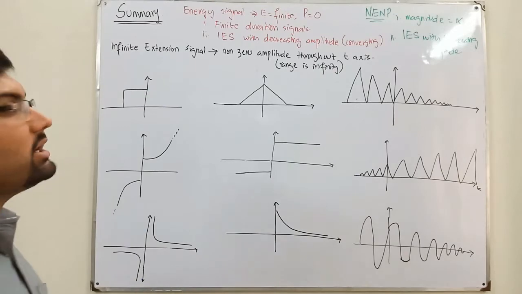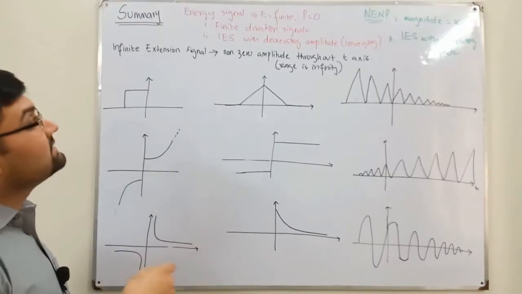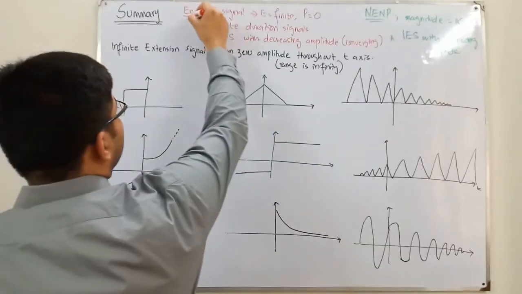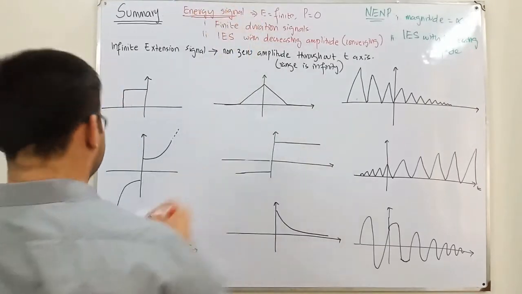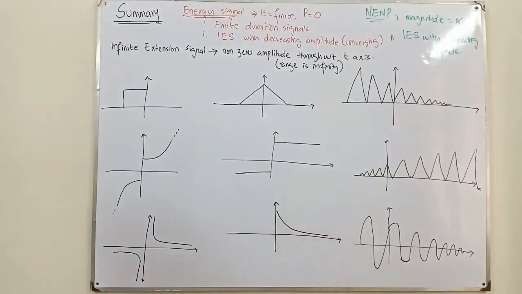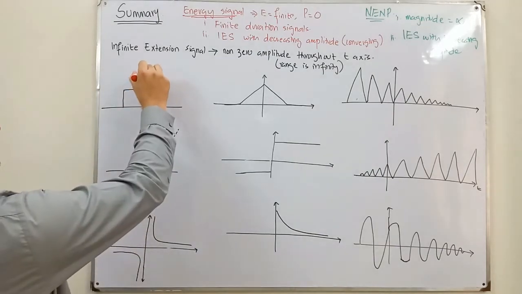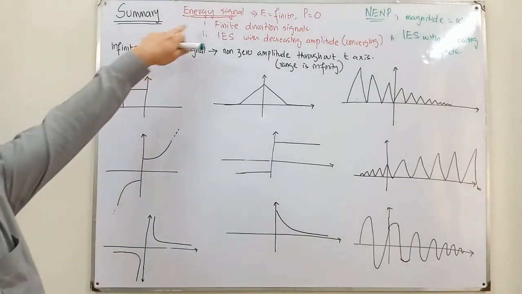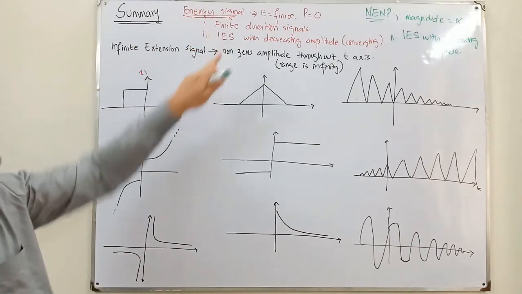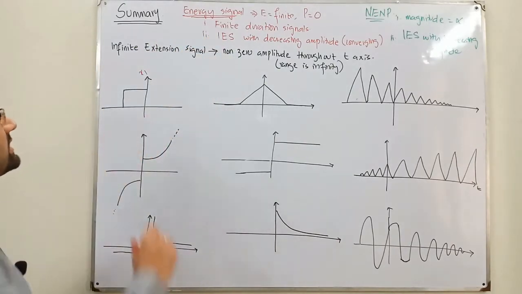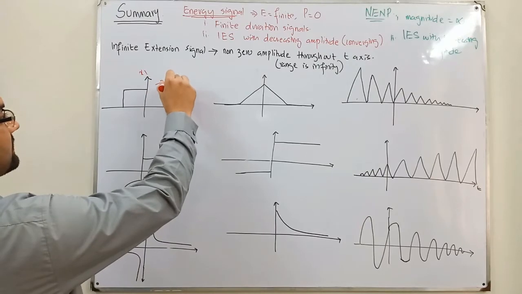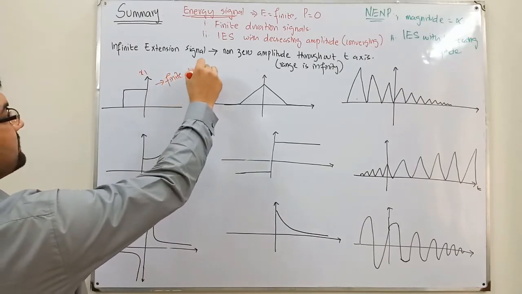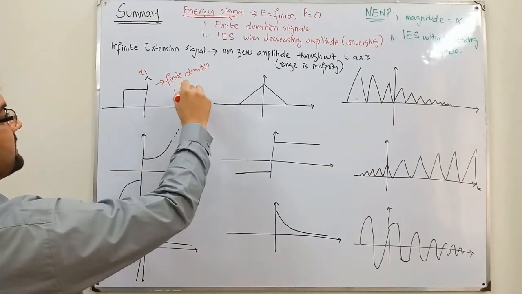Now if a signal would not satisfy both of these conditions, that signal would be a power signal. Is that fine? So now we come to the examples. So have a look. X1, let's say. The horizontal axis is t. Energy signal, this finite duration signal. This is a finite duration signal. This is energy. Finite duration, so which means that this is an energy signal.